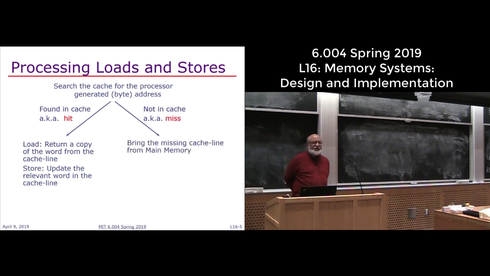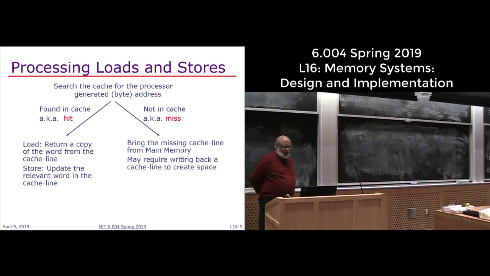Okay, bring the missing cache line into the cache if it's a miss. But in steady state, you should expect your cache to be full. So whenever you bring something in, that means something has to be thrown out. Okay, that's just common sense. And if you have a direct map cache, you know precisely what has to be thrown out, because the thing that is coming in, you know its address, so you know which line it will go in. So whatever was in that line has to be thrown out.